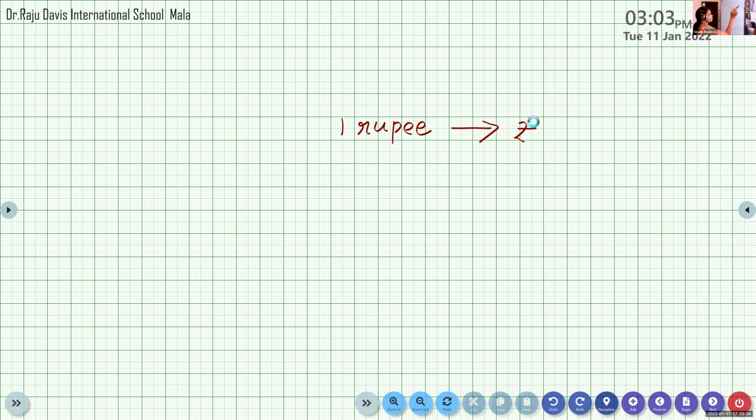Okay. Now, please listen here. See, 1 rupee. How will we write it in figures? We will put the symbol for rupee, then we will write the number. So this is in figures. Figures means we are using the symbol. This is in words.